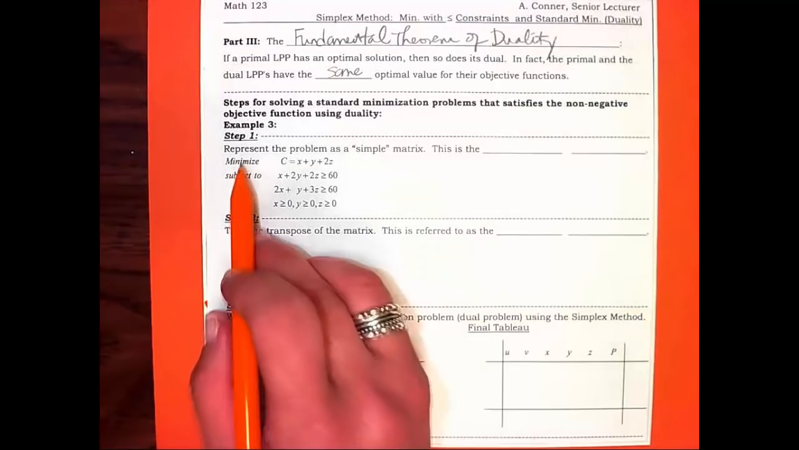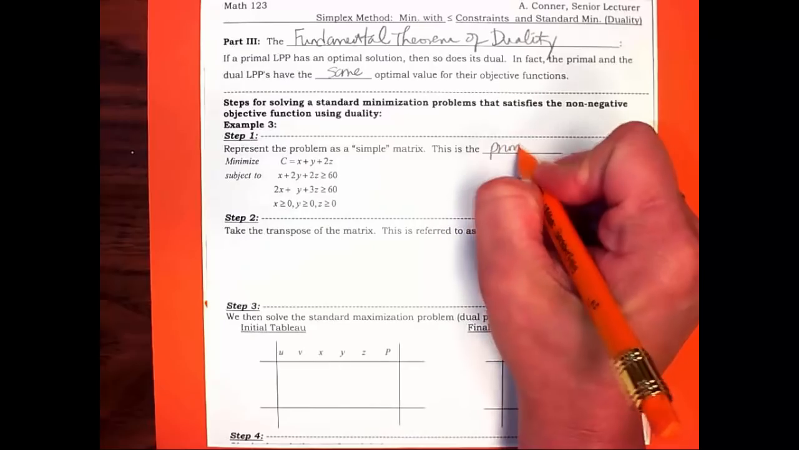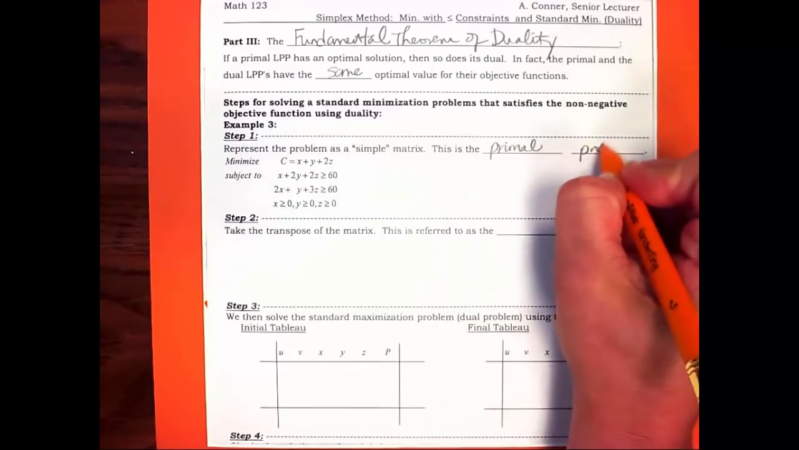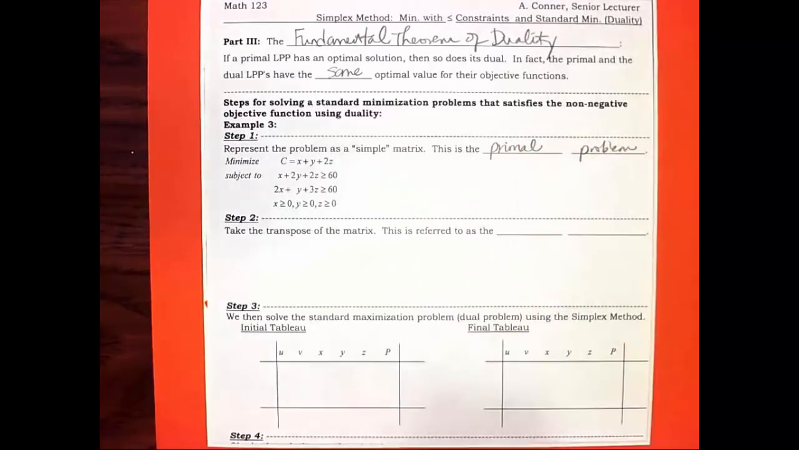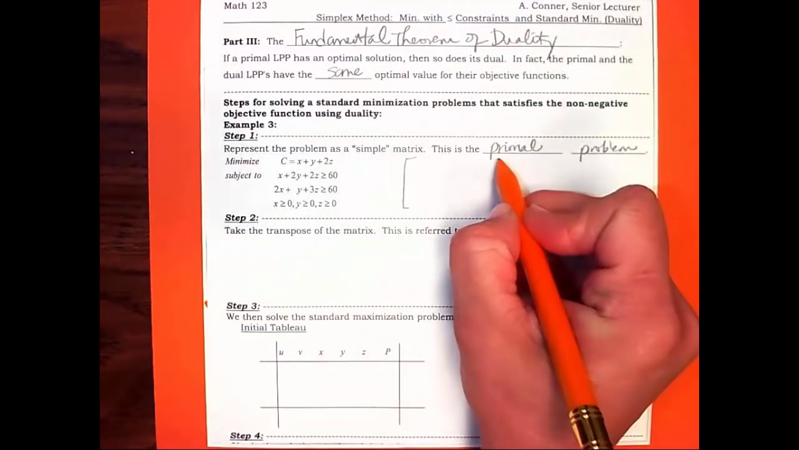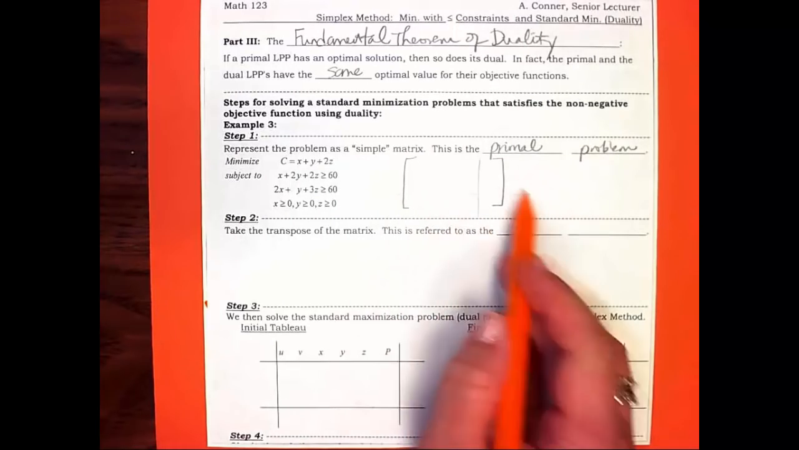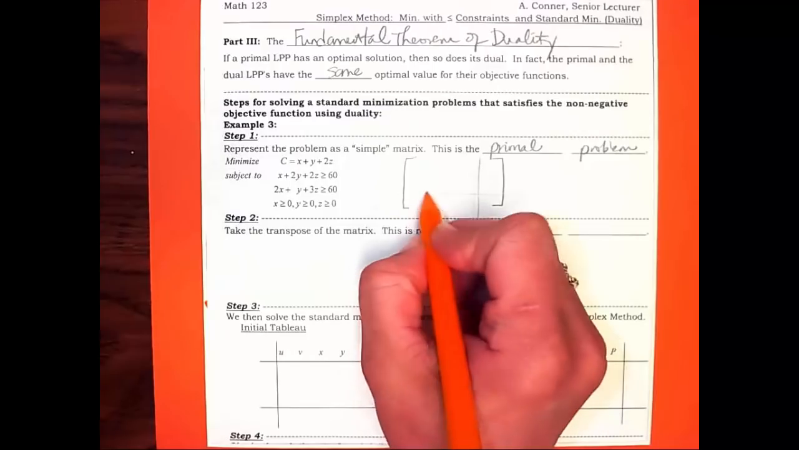Here are the steps. Represent the problem as a simple matrix. This is called the primal problem, kind of like the primary problem. The simple matrix is putting the objective function at the bottom. That's very important. So if you want to do that first, you can. And these bars just help us organize things. You don't have to put these bars in here.